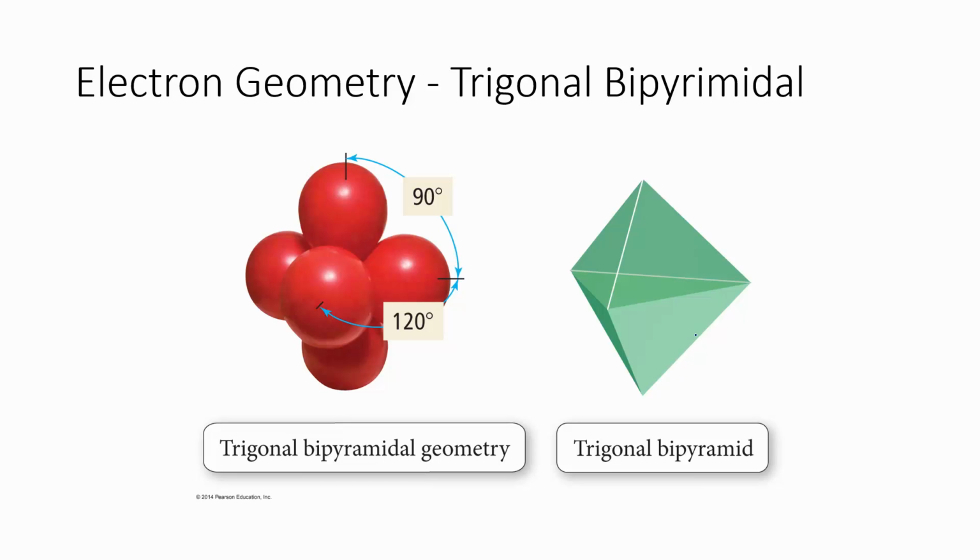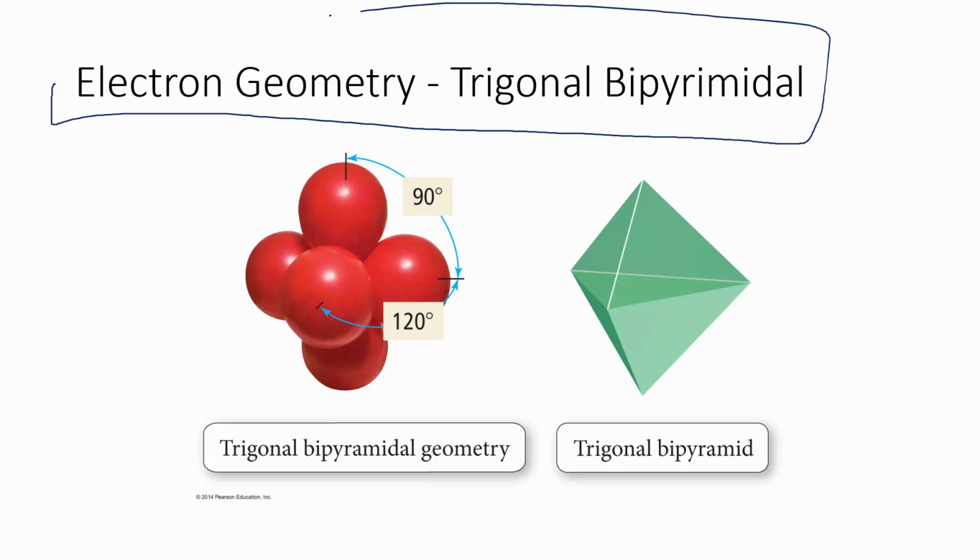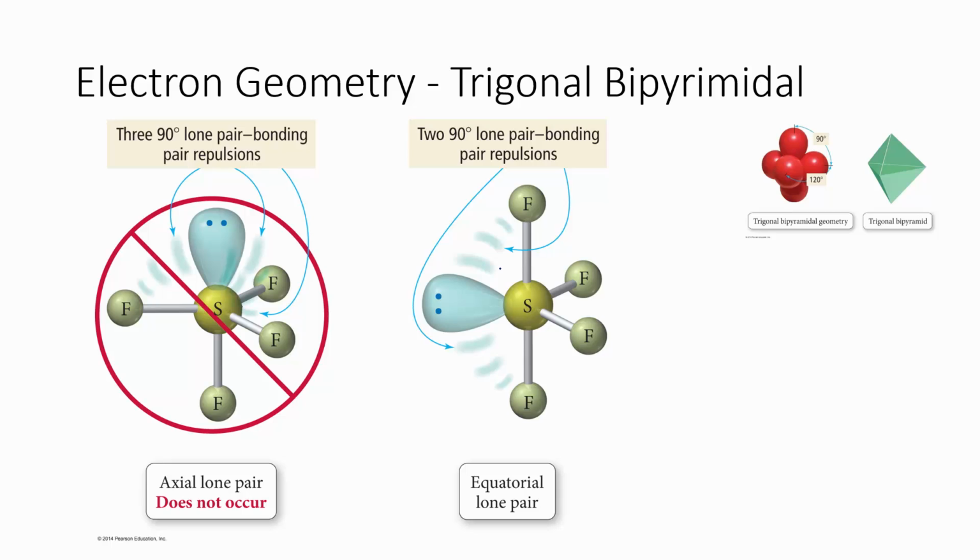Now, what if we have the electron geometry of a trigonal bipyramid? A trigonal bipyramid has these 5 groups, and we can see an AB5 would have trigonal bipyramidal electron geometry and molecular geometry. So if something had 5 groups attached to it, you'd name it the same way, trigonal bipyramid. But what if it has extra electron lone pairs present?